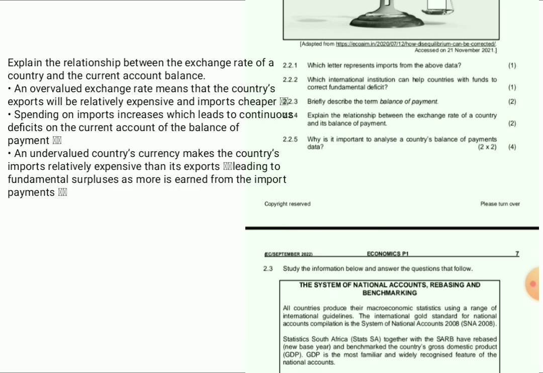Another reason is that the spending on imports increases, which leads to a continuous deficit on the current account of the balance of payment. So that's the opposite. When the exchange rate is overvalued and things like that, the spending on imports increases, and that will affect the country.